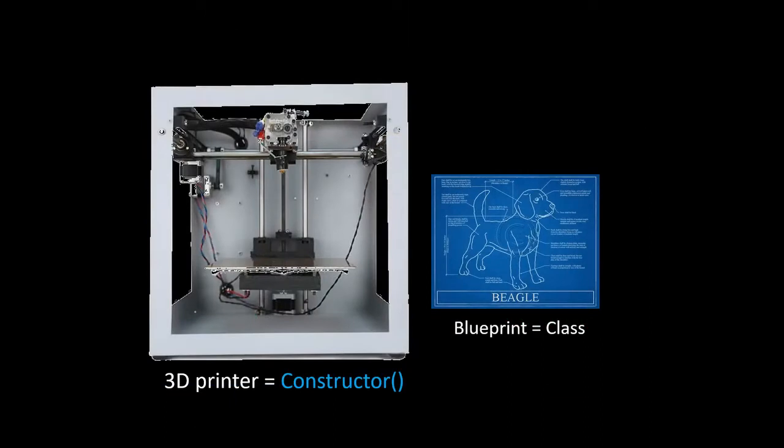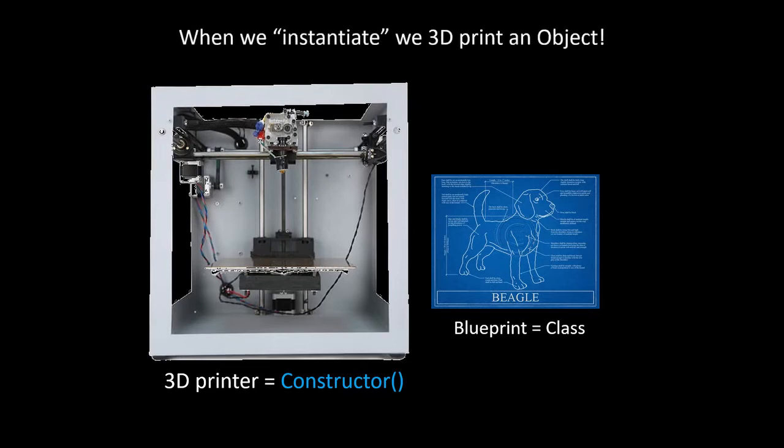I said there was a special function called the constructor. To extend my 3D printer analogy, think of the 3D printer as the instantiation machine, where our code calls the constructor function to actually start the 3D printing of our object from its blueprint.